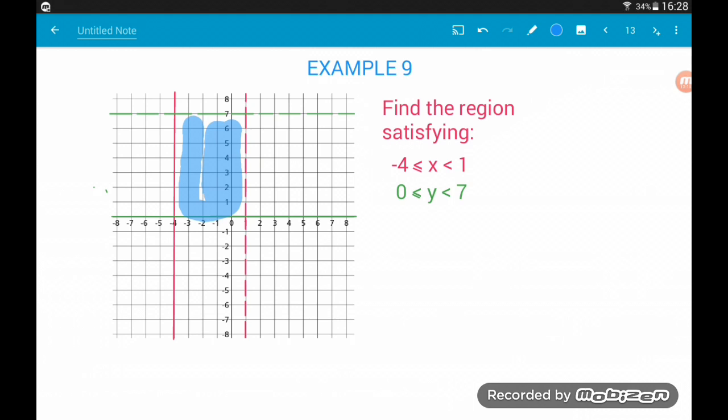Okay guys, that's our introduction to plotting inequalities, representing them on grids, graphs. Hope it's helped.